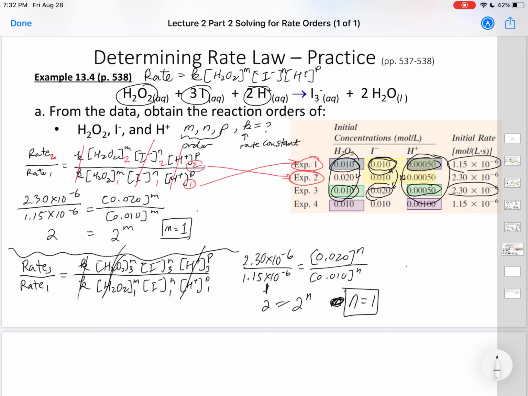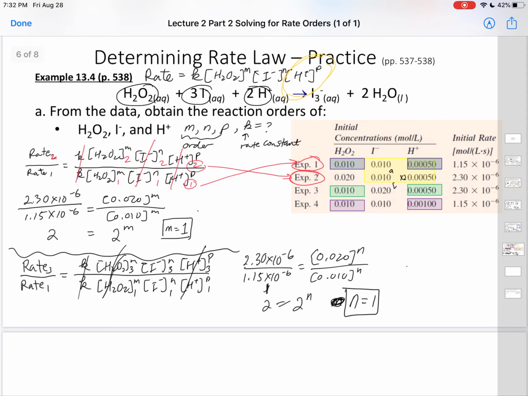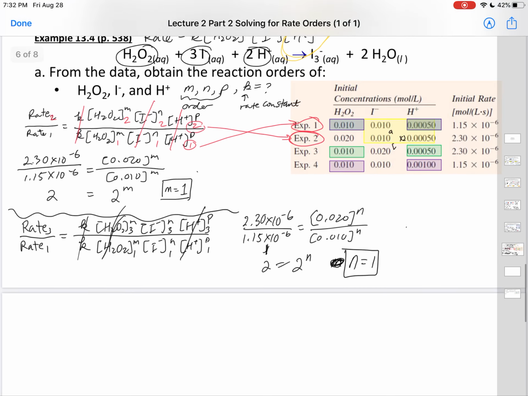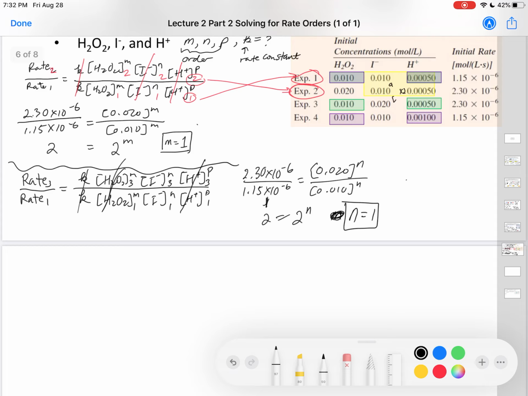Okay? Last but not least, you would like to solve for P. P as in Peter. And P has to do with your H plus concentration, right? If you're looking at your generalized rate law, P has to do with your H plus concentration. So again, you would like to cancel out your H2O2 concentration as well as your I minus concentration. So again, you're going to be looking at two different experiments. In this case, experiment 4 and 1. Why experiment 4 and 1?